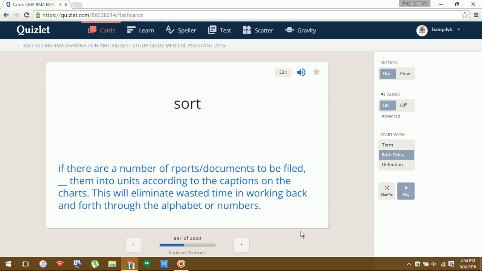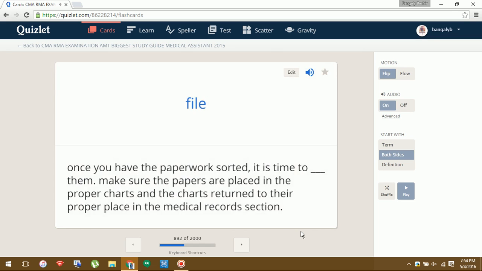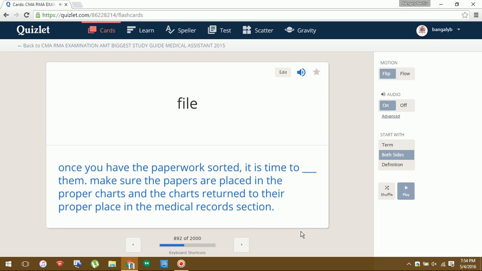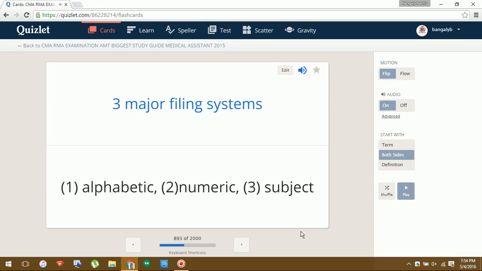Sort. If there are a number of reports or documents to be filed, sort them into units according to the captions on the charts. This will eliminate wasted time in working back and forth through the alphabet or numbers. File. Once you have the paperwork sorted, it is time to file them. Make sure the papers are placed in the proper charts and the charts returned to their proper place in the medical records section. Three major filing systems: alphabetic, numeric, subject.